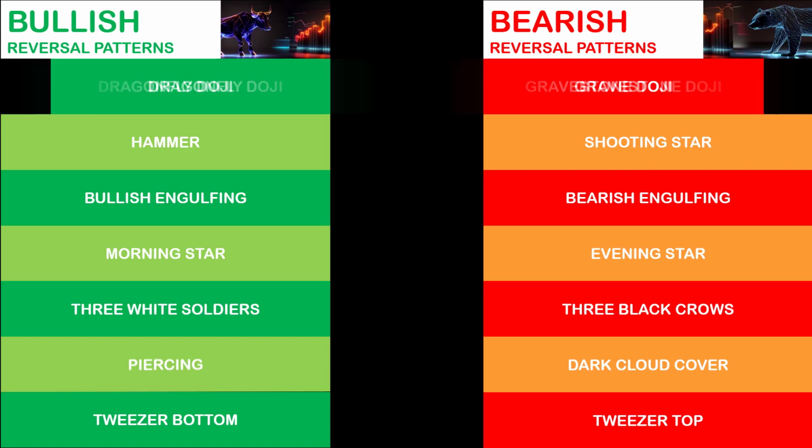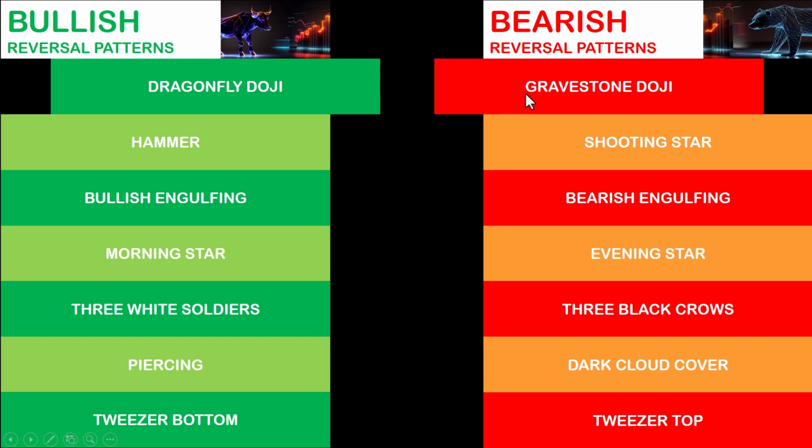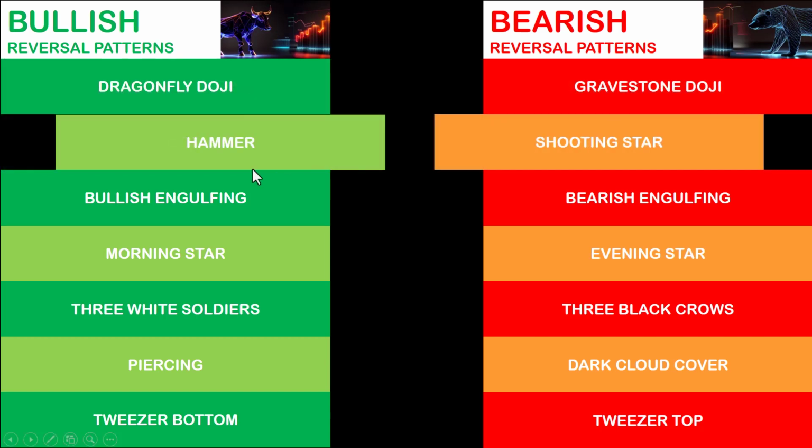If you go further, you know that dragonfly doji and gravestone doji are opposites. You find this one at the bottom of the downtrend, and you have this one at the top of the uptrend. Then the hammer and shooting star are the same candlestick formation but opposite. This one is found at the bottom of the downtrend, and this one at the top of the uptrend. So you can see that they are opposite.